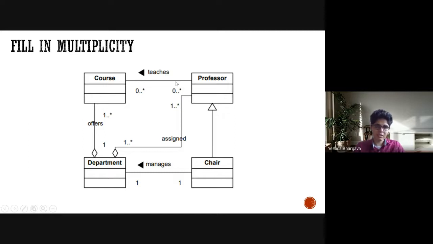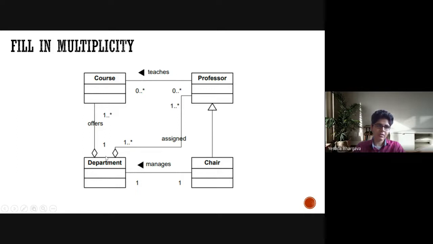So in this particular example, they have also said that the zero to star kind of multiplicity is there. So in this situation, they are saying that there could be courses for which there may be no professors. Similarly, here you try to identify the different kinds of multiplicity. A department will have one or many courses, but each course may belong to only one department. And similarly, a department can have one or many professors, and a professor can belong to one or many departments.